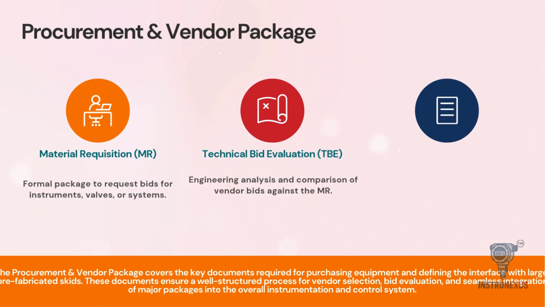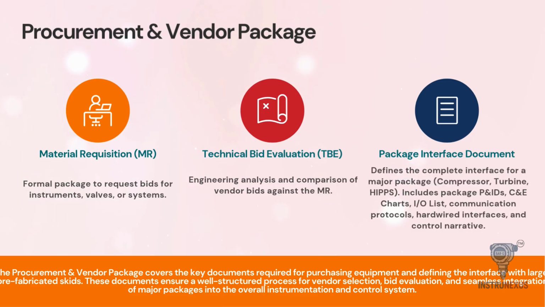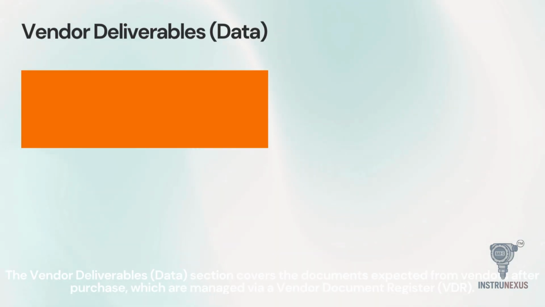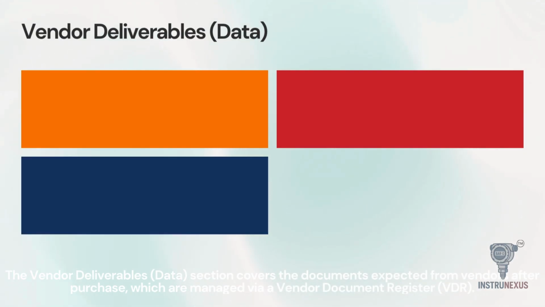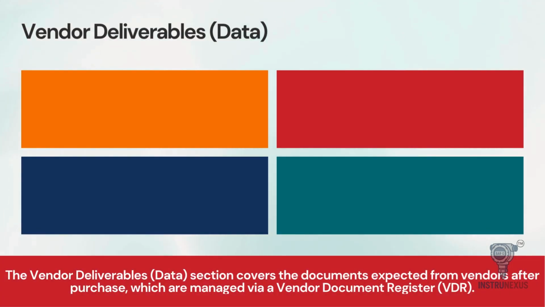For large equipment like compressors, we create a package interface document. This defines the complete interface, including PNIDs, I/O lists, and communication protocols. These documents ensure a seamless integration of major third-party packages into the overall control system. The work doesn't stop once the purchase order is issued. We then move to managing vendor deliverables.